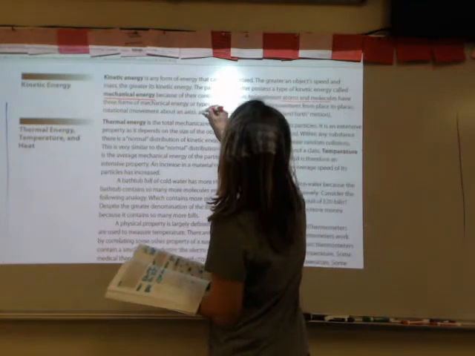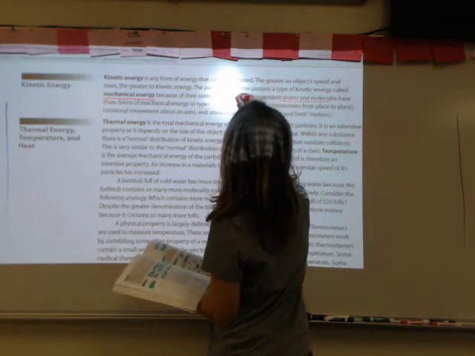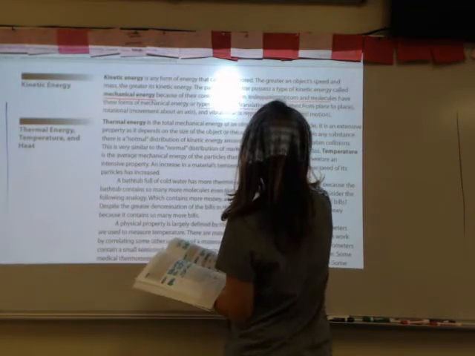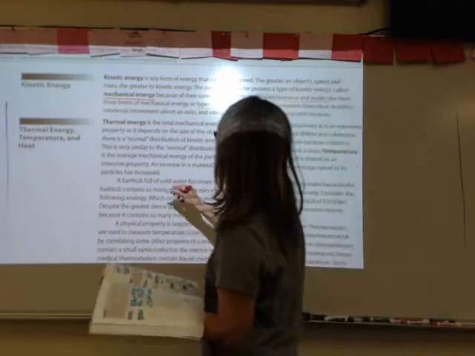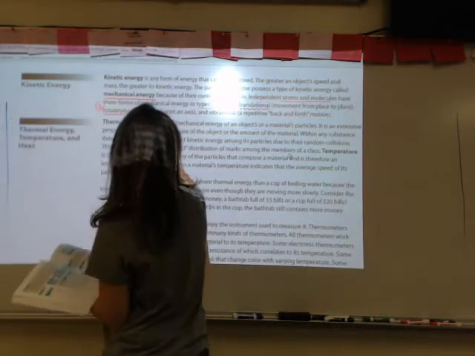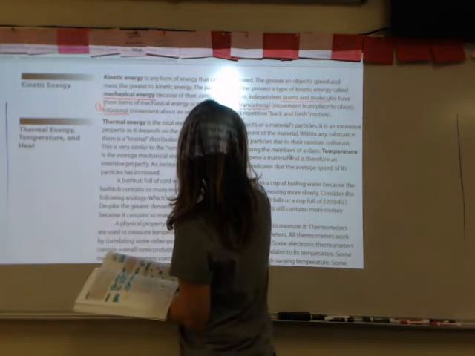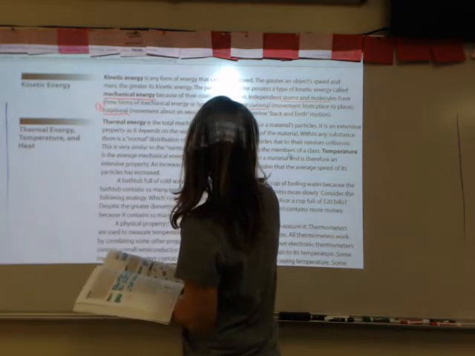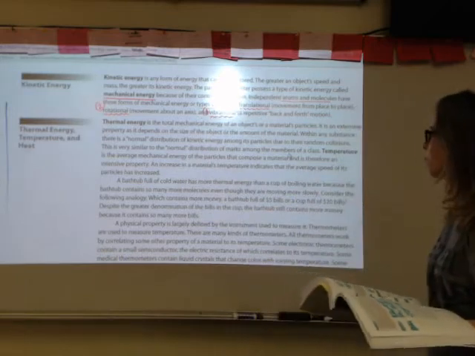And atoms and molecules have types of motion. The first one would be called translational. That's where they're moving from place to place. The second one is rotational. That's where they move about an axis. And the third is vibrational, where they have these repetitive back and forth motions.